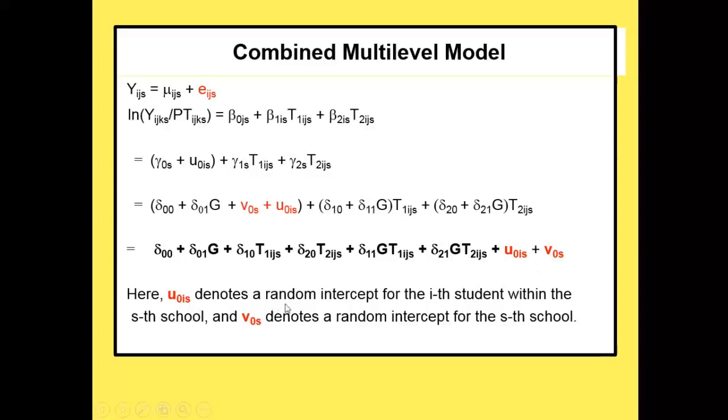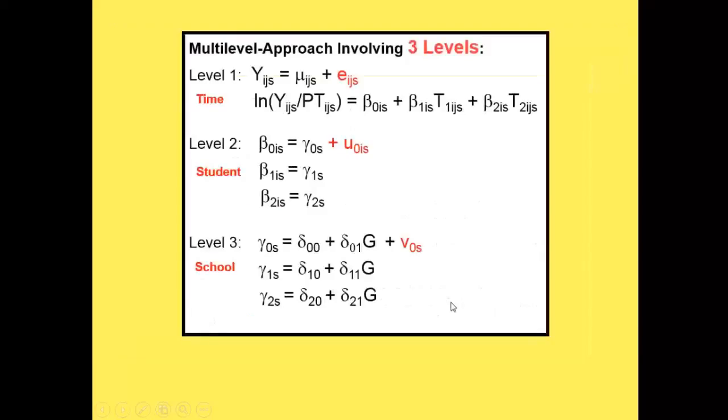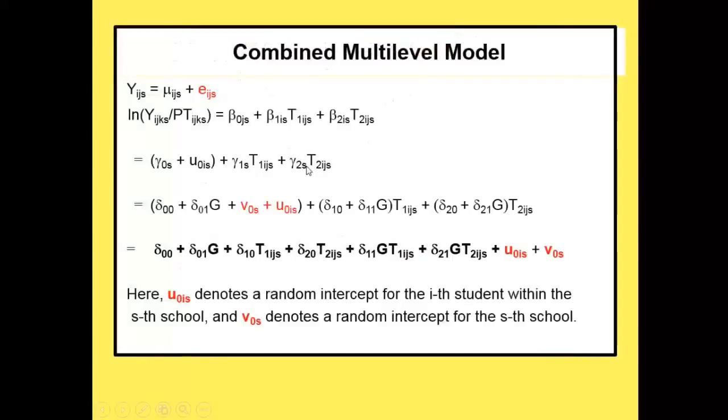U0IS denotes a random intercept for the ith subject within the S school. See, IS, the ith subject within the S school? That makes sense. The ith subject, the ith student within the S school. And V0S denotes the random intercept for the S school. There's only an S there. So there's a random intercept for the S school. The schools could also be considered a random effect in some sense.